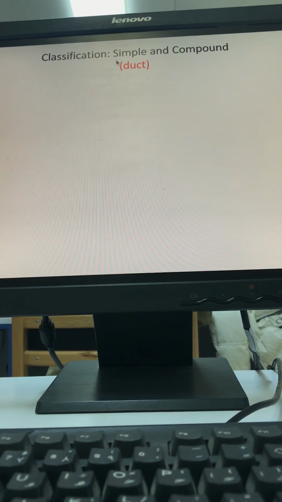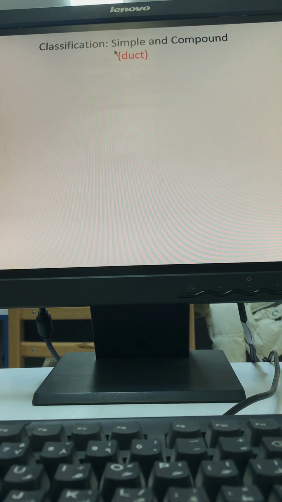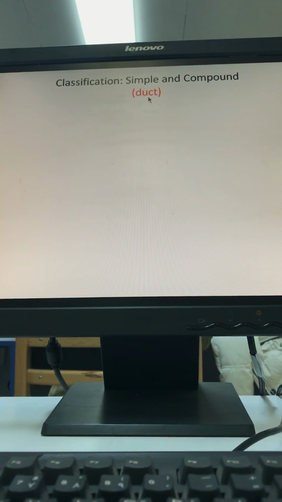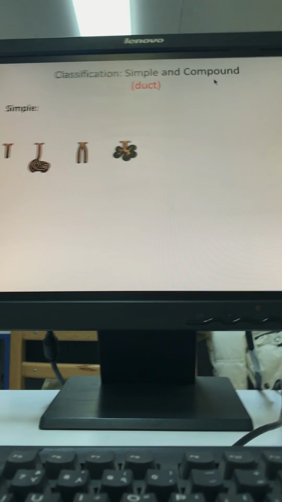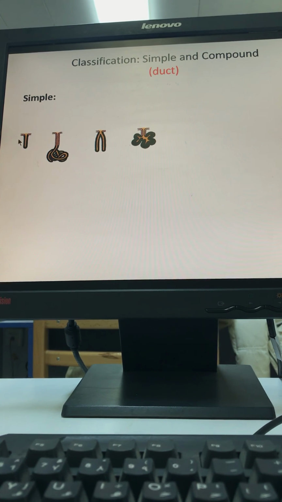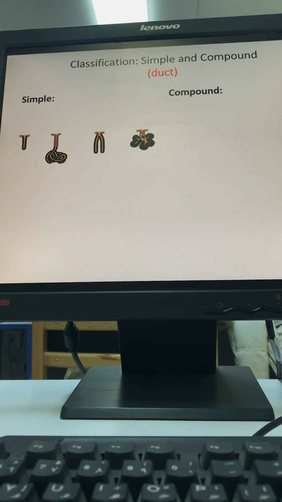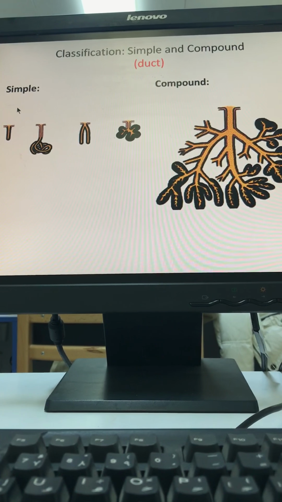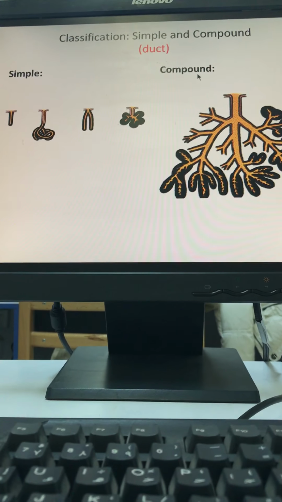Now we come to classify multicellular exocrine glands. Their classification can be simple or compound, depending on the duct system. Simple, as you see here, we have one duct, and we call this simple. Compound is when we have a branched duct system. So simple or compound is the first part of the name of the gland.